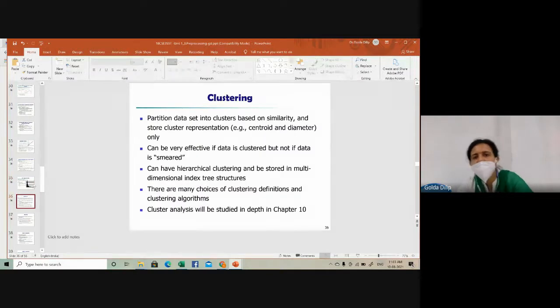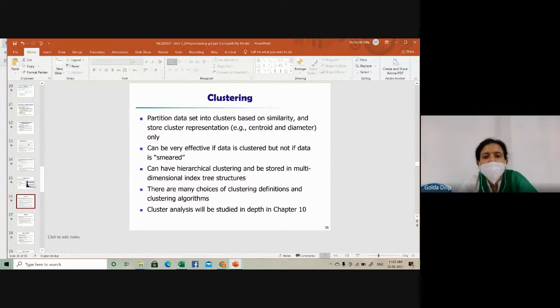Okay, the next one is clustering. I'm not going to discuss what clustering is in detail; we'll discuss it in the fourth unit. The fourth unit is all about clustering, different types of clustering techniques, algorithms, and other things. As of now, you know that clustering is all about grouping similar components. Here we are discussing clustering as a data reduction technique.